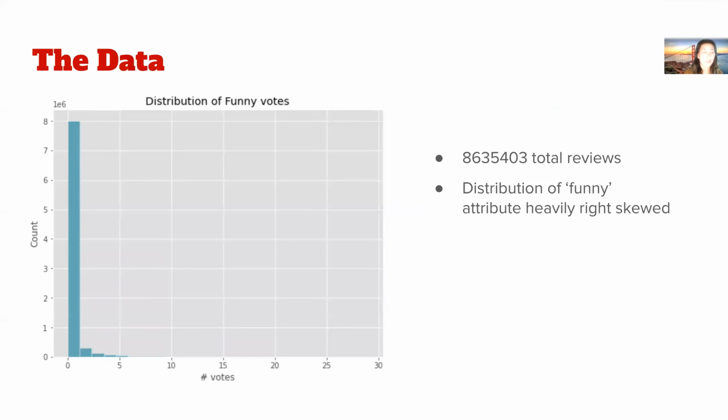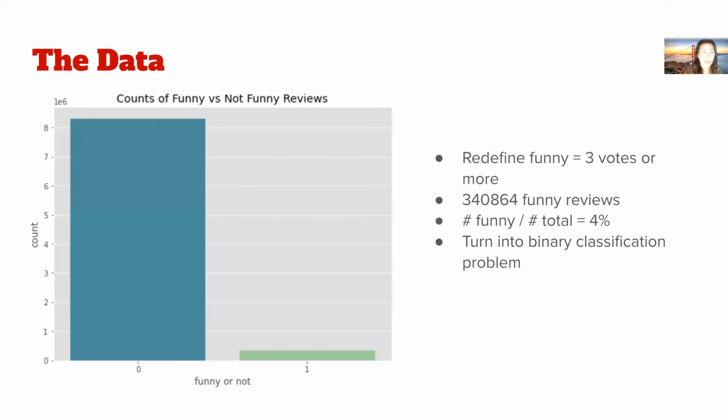The dataset I worked with was the Yelp Open Dataset, which contained about 8 million reviews, each of which contained a funny attribute that corresponded to the number of votes a review has received. As you can see, the distribution of funny votes has a very heavy right skew. And so I chose to turn this into a binary classification problem where I redefined funny as being 3 votes or more, which gave me about 340,000 funny reviews total, to give a 4% class of the funny category.